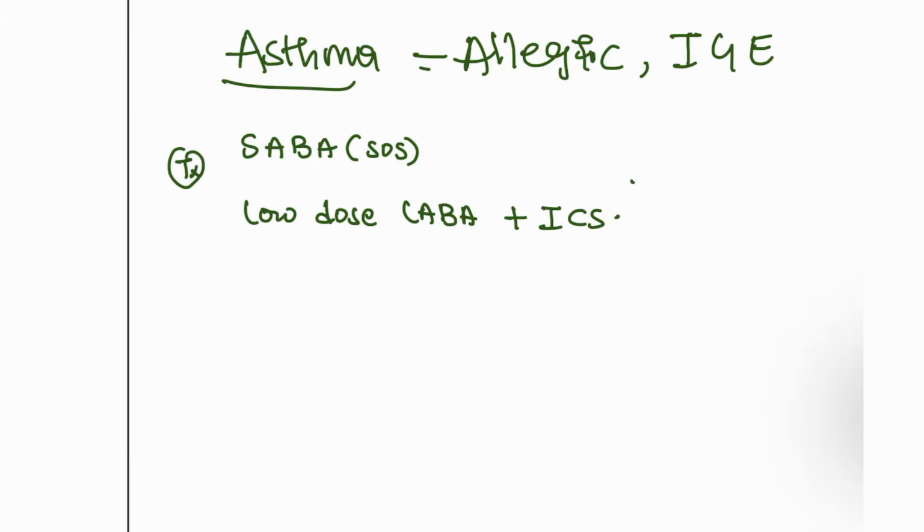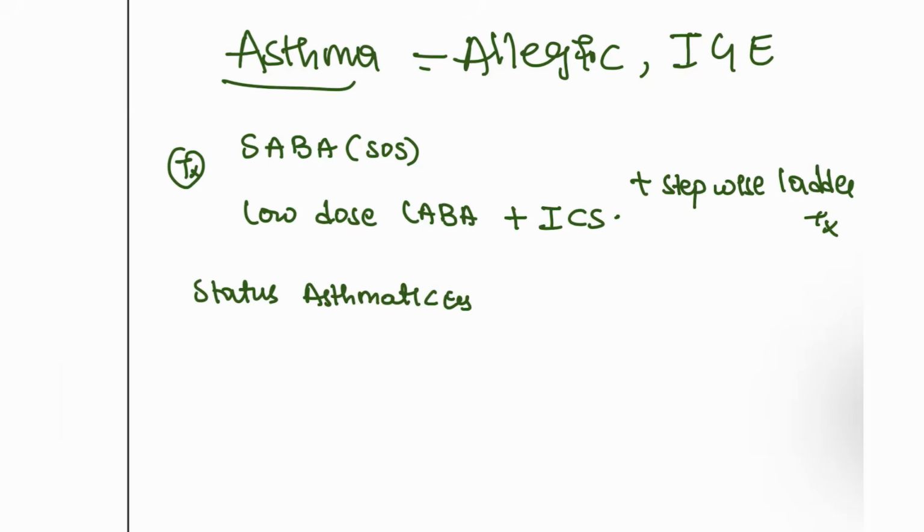Again, the treatment protocol will be a stepwise ladder treatment that you have to give as per the symptoms that we find. But if there is status asthmaticus, okay, the baby is in status asthmaticus, what is the treatment that you are going to give here, guys? That is MgSO4. Okay, MgSO4 is given as the drug of choice for status asthmaticus. This is one of the features that you have to understand.